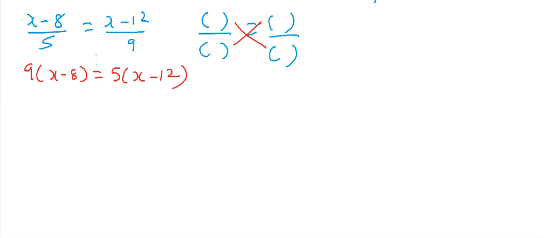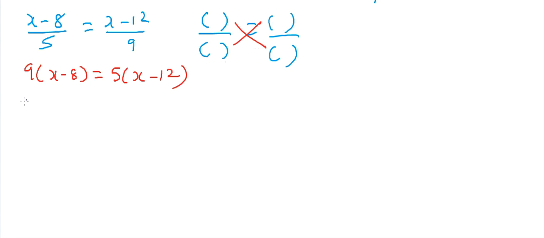It's important to use brackets here because each has more than one term, correct? So x minus 12 and x minus 8 are binomials. You can write either one first. Either you can write 9 into x minus 8 equal to 5 into x minus 12, or write 5 into x minus 12 first, equal to 9 into x minus 8. It doesn't matter in which order you write, you will get the same result.